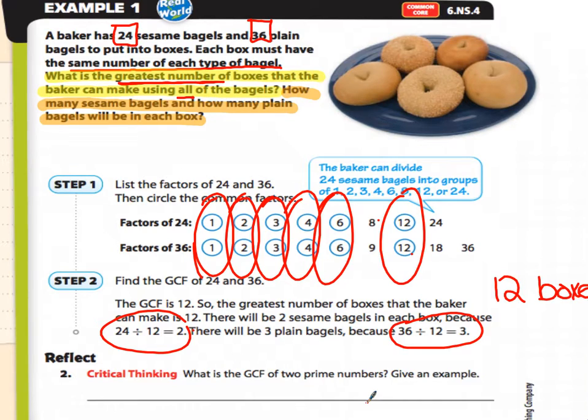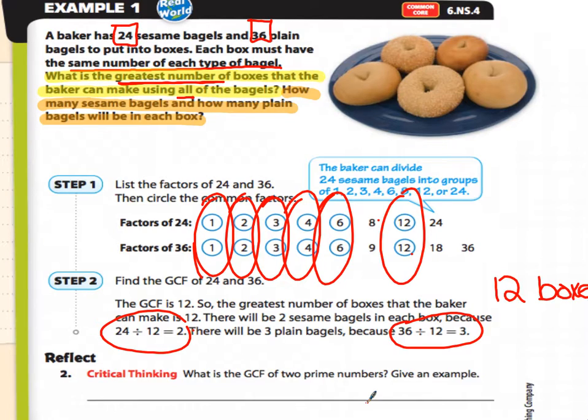So again, if you're trying to figure out the largest number of boxes or groups that you can make, you find that greatest common factor. And then you use that greatest common factor to divide and figure out how many would go in each group. It will come with time and more practice, I promise.